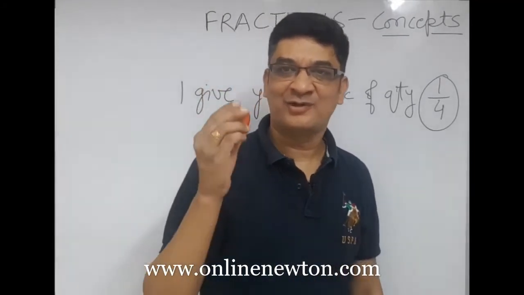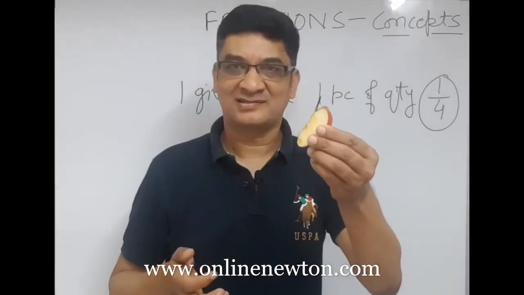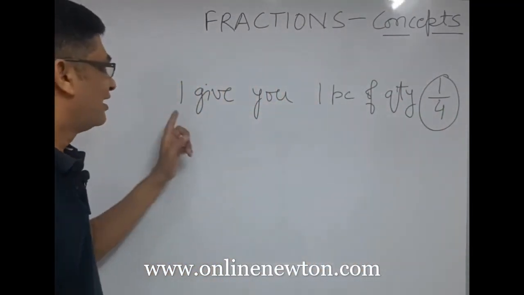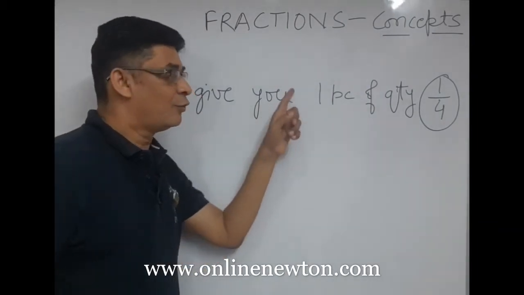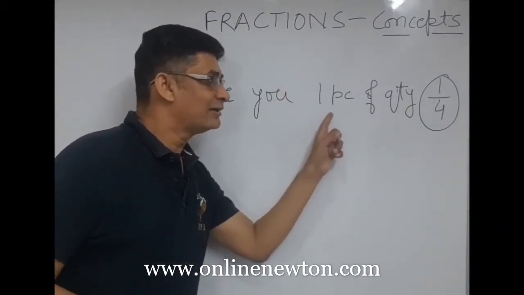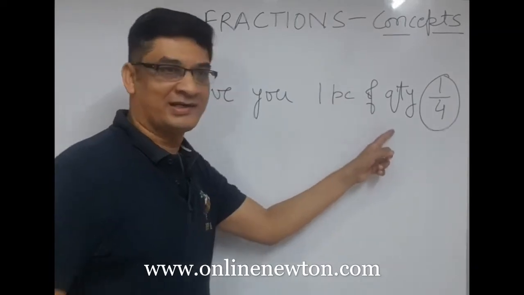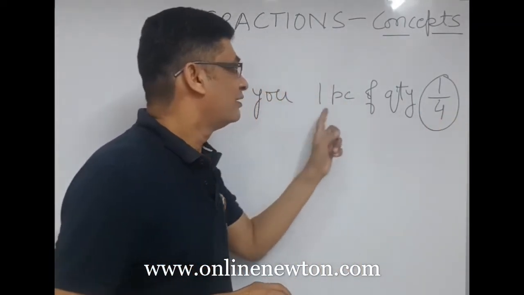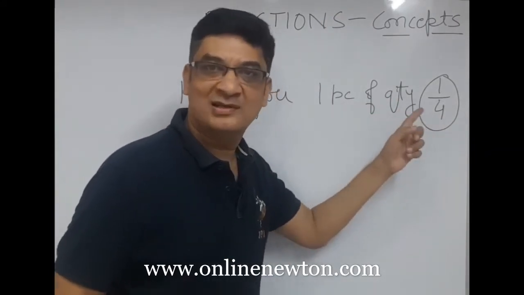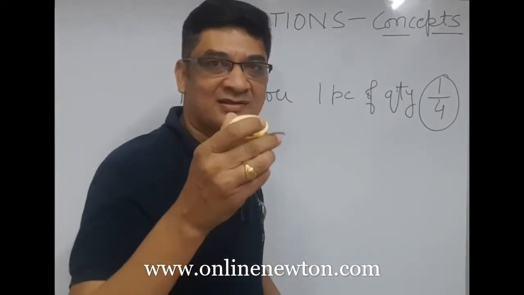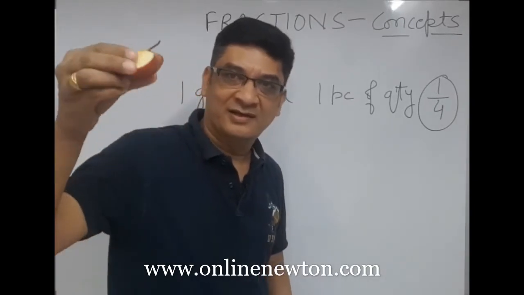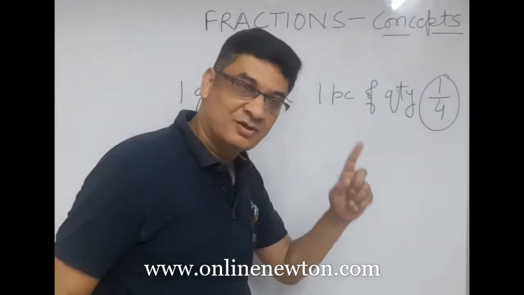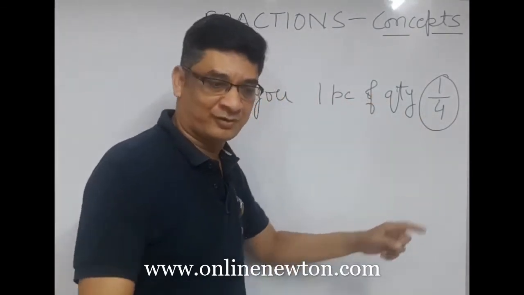Now friends, I have to give her one piece. So I give her one piece. So how much have I given? I give you one piece, or one quantity of size 1 by 4. How much is the quantity of this one piece? 1 by 4 was the quantity. So I have given one piece of quantity 1 by 4.